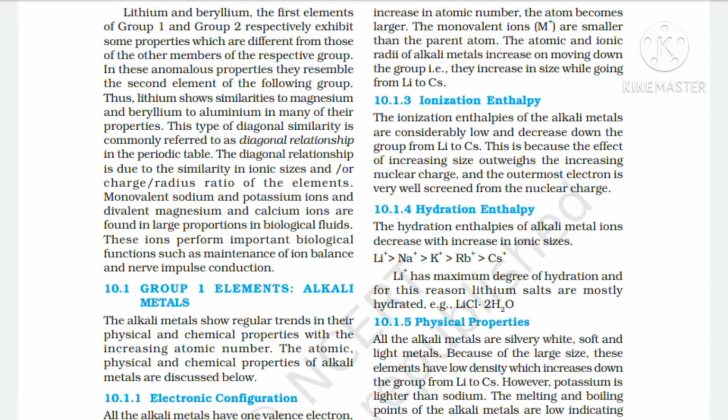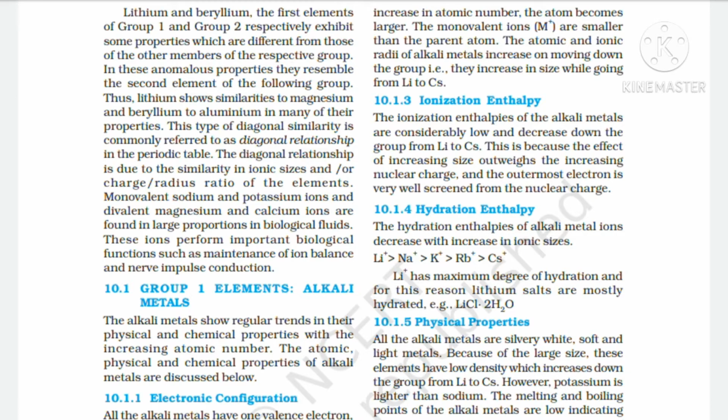First, we discuss electronic configuration. All the alkali metals have one valence electron, ns1, outside the noble gas core. The loosely held s electron in the outermost valence shell of these elements makes them the most electropositive metals. They readily lose the electron to give monovalent positive ions. Hence, they are never found in a free state in nature.